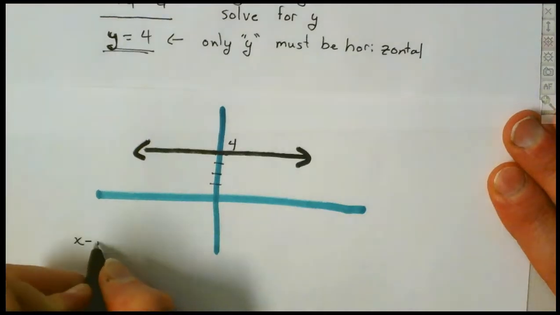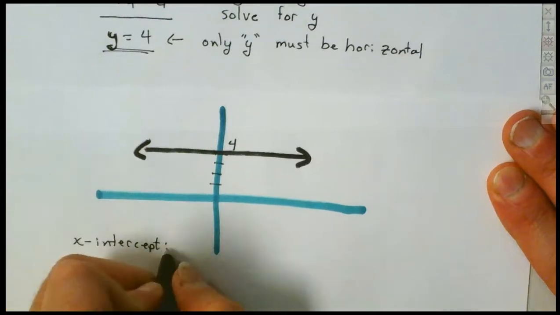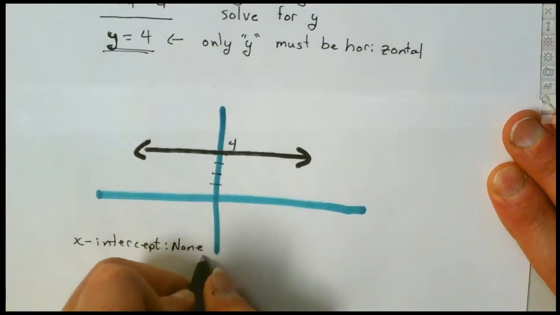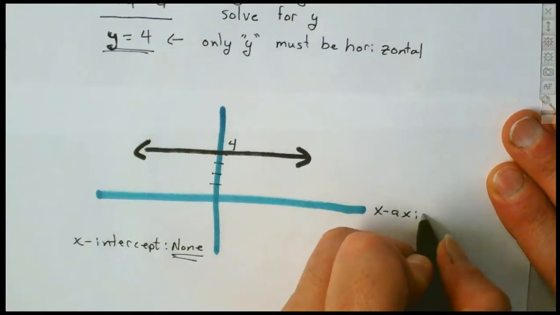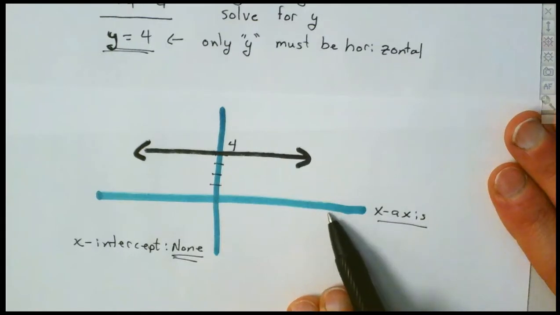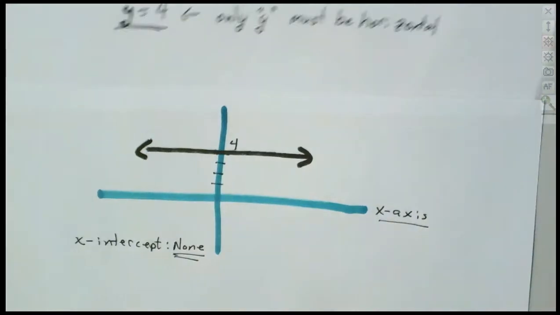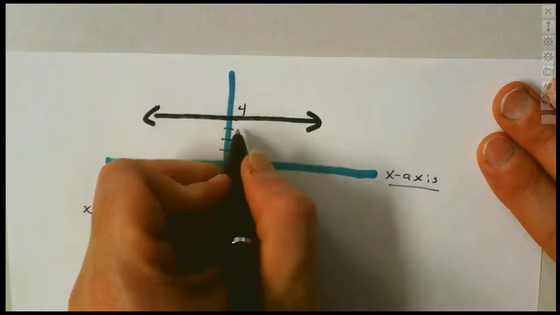Now, what about our intercepts? Do we have an x-intercept? No. Why do we not have an x-intercept? This is our x-axis. Does this line ever cross our green x-axis? No. So in this case, there's no x-intercept. There, however, is a y-intercept. And our y-intercept is right here.